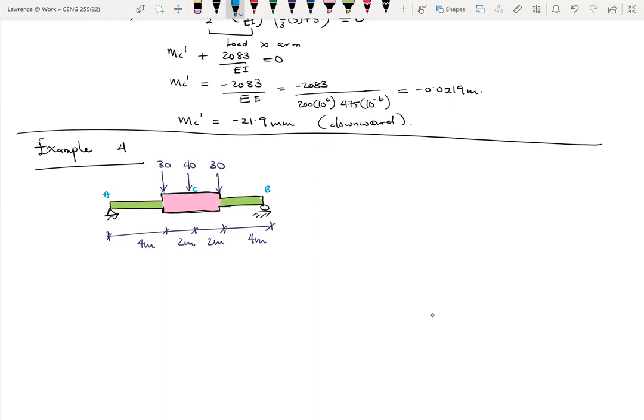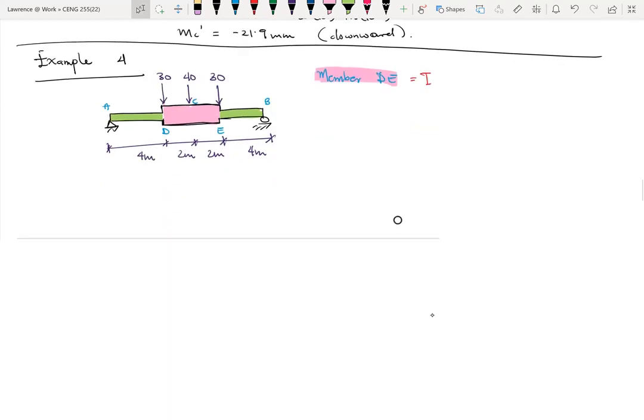So I can name here D and E. All right. So member DE, which is the pink shaded, has a different moment of inertia. Okay, and that will be, so let me call it 540. So this is equal to 540 times 10 exponent 6 and then 4.